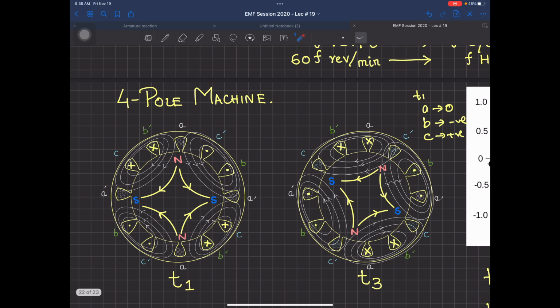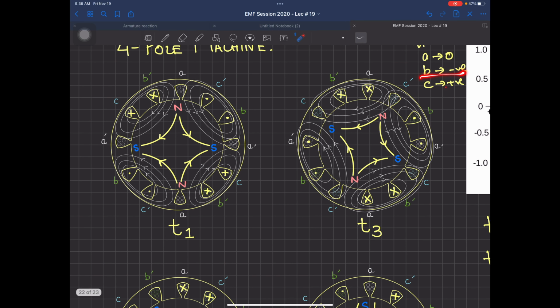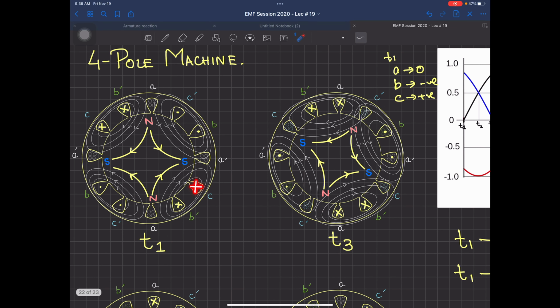A phase, you can see empty, empty, empty, empty. There is no cross and dot. But B phase is negative, which means B is going to have a dot, B dash is going to have a cross. Because B is negative, B has a dot; otherwise, if it was positive, there would be a cross. So this is dot, this is also dot, this is cross, and this is cross. Similarly, C is positive. So at time t1, you put C as cross, cross, C dash, dot, and dot.